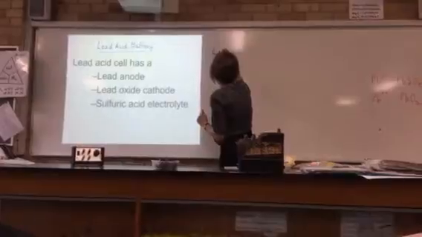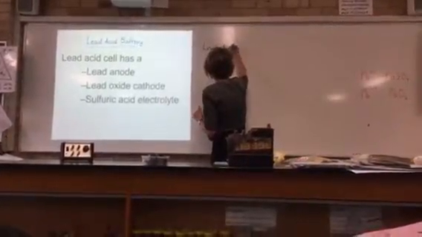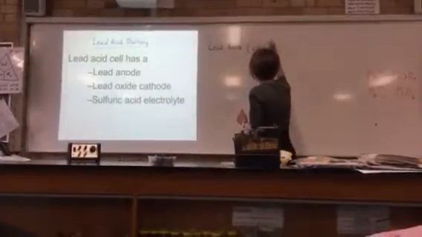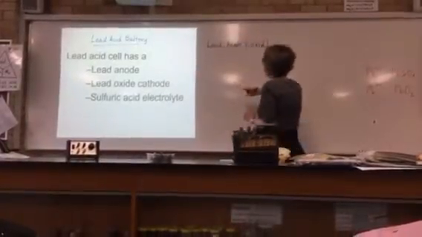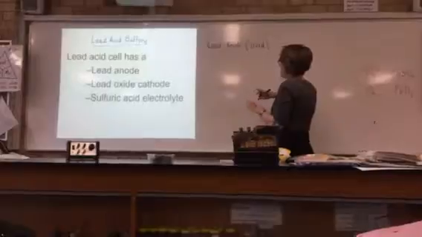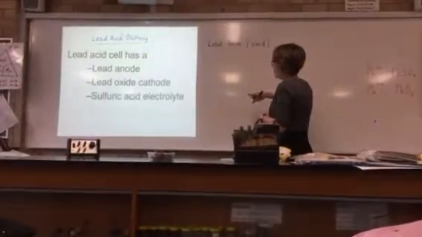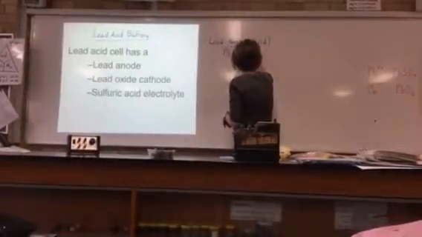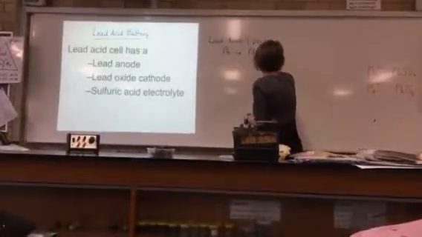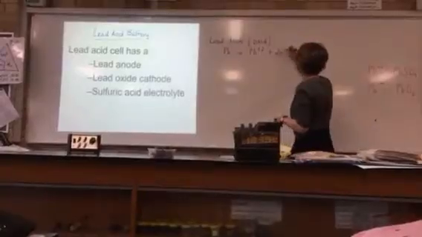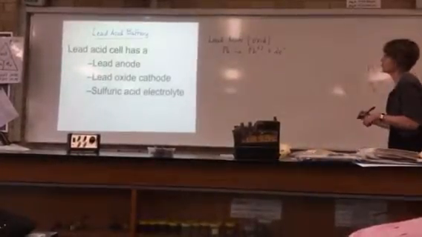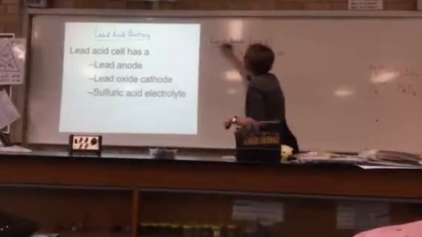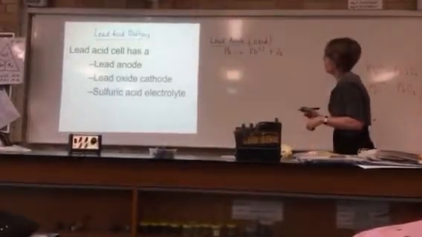So we have a lead anode. We know anodes are always the sites of oxidation. And the simplest way of summarising what's happening at the anode is that lead is being oxidised, so we're creating the Pb2+ ion plus 2 electrons. Oxidation is always loss of electrons. We'll come back and represent that equation in another fashion in a moment.